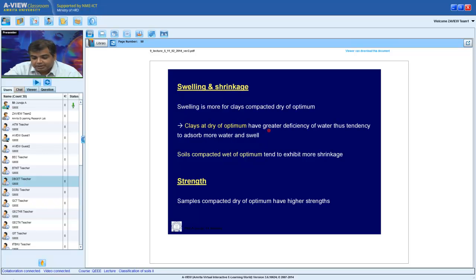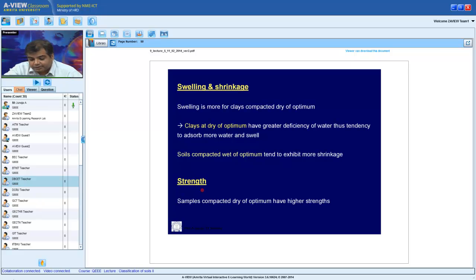Shrinkage would be again the clays which are dry of optimum will have a greater deficiency of water and tendency to thus absorb more water and swell. That's a swelling one. Sorry, shrinkage is here, apologize, this is the shrinkage. So soils which are wet of optimum, because they already have too much water, they will show more tendency to shrink, there will be larger shrinkage.